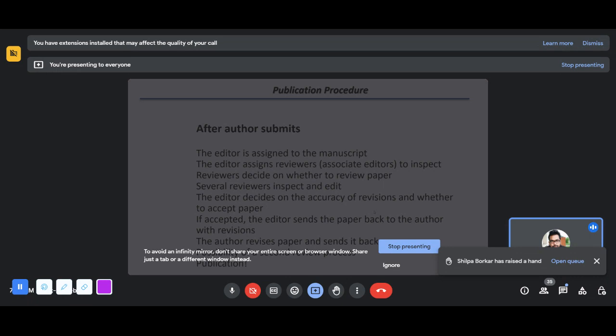So this is overall the publication procedure. A peer review has to be done. Unless your paper goes through a peer review, it will not be accepted. There's no other way to get your paper accepted in a reputed journal. Particularly in Nature Publishing House, the norm is that unless all the reviewers are agreeing, they don't accept the paper. So this is the case.